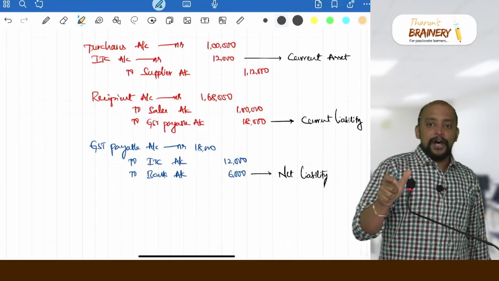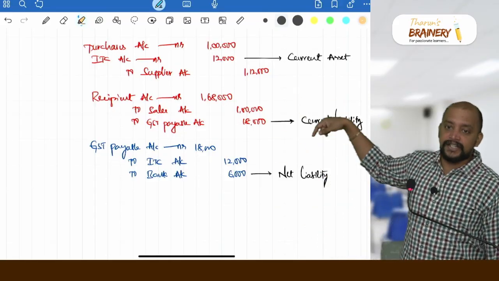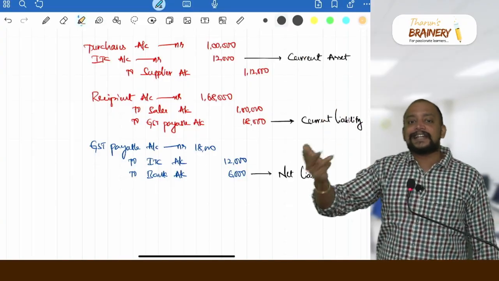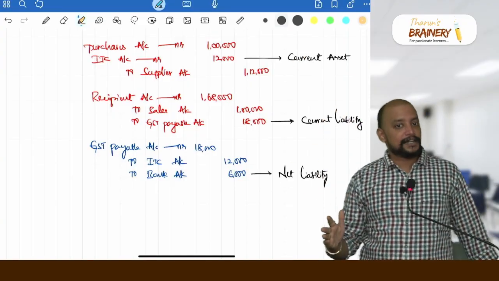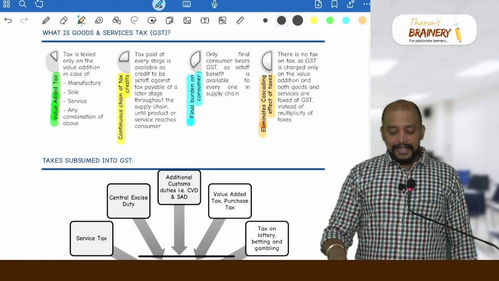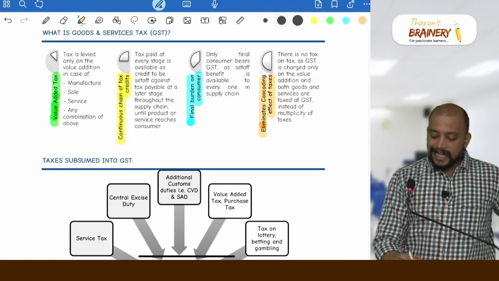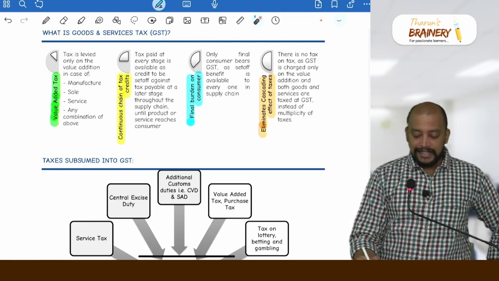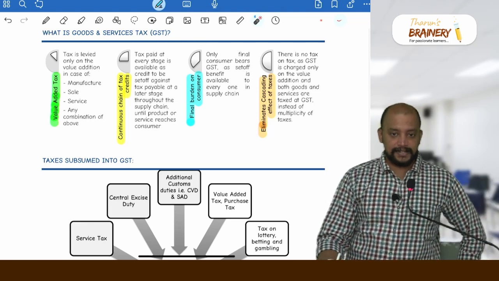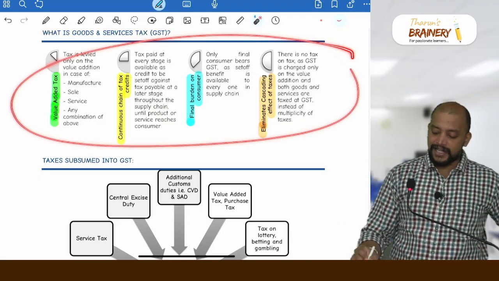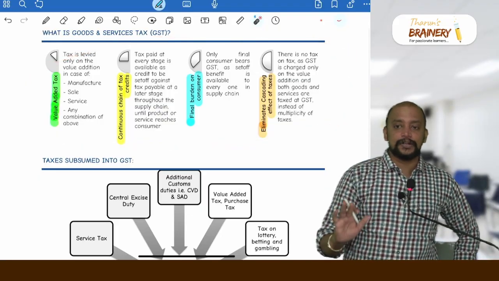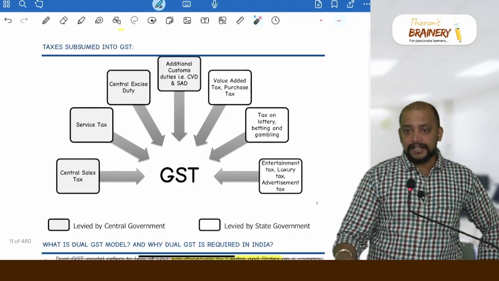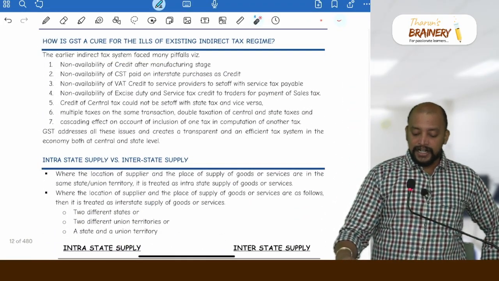Also, the same amount is not getting taxed more than once. Even though 1 lakh is included in 1 lakh 50, it is not again getting taxed because we get the credit system. Is it clear? So there is no tax on tax, as GST is charged only on the value addition, and both goods and services are taxed at GST instead of multiplicity of taxes. So this is about GST. What is the meaning of GST? Goods and services tax. And taxes subsumed into GST we already discussed, and the dual GST model was discussed.